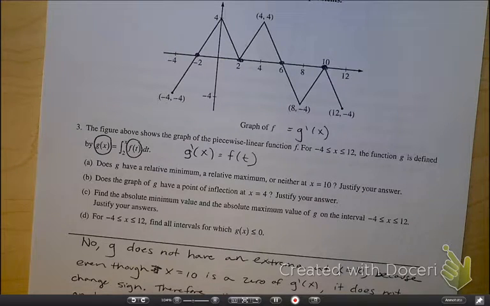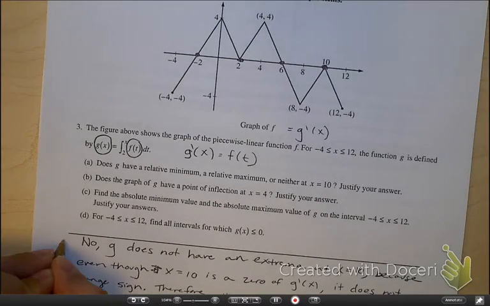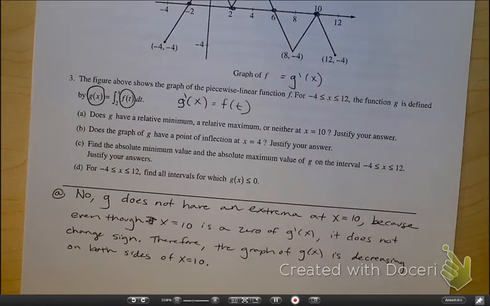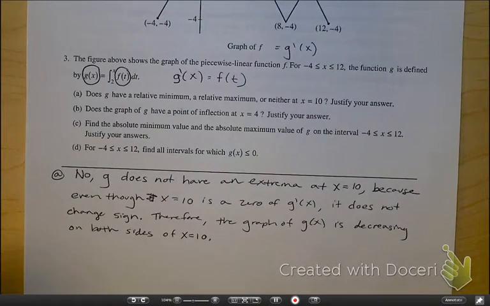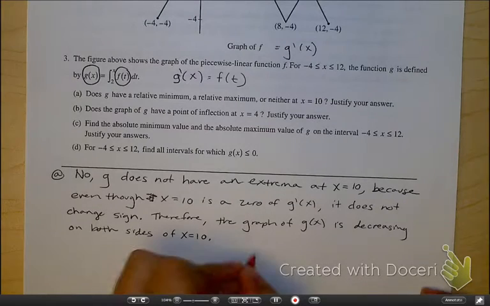of x equals 10. So, for part A, no, it is not a relative maximum or a minimum because even though it's a 0, it doesn't change sign, therefore it is not a high point or a low point. That's worth 1 point.